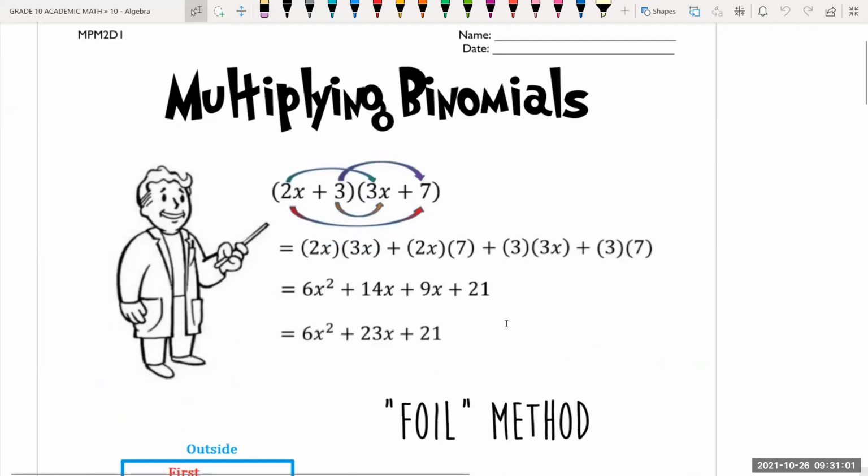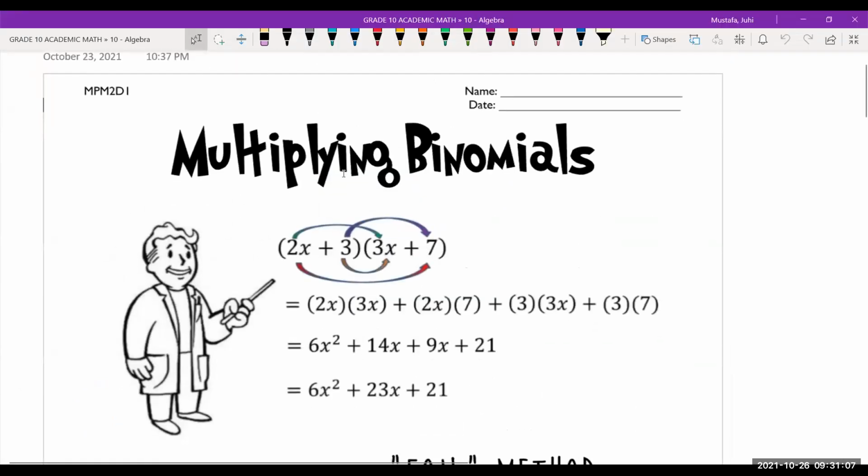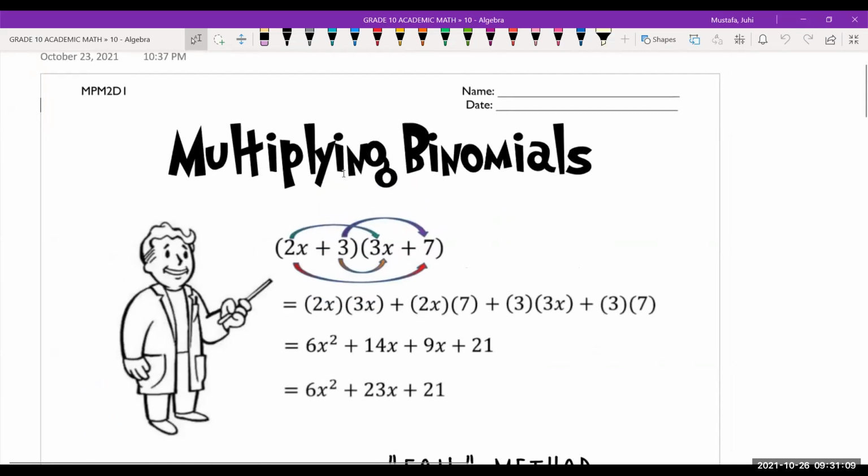Okay, so our new grade 10 concept, our new grade 10 lesson is multiplying binomials. We haven't learned how to do this in grade 9. In grade 9, we learned how to multiply monomials, which we just reviewed. Now we're going to talk about what happens when we have a binomial times another binomial. There is a specific method. It is called the FOIL method, F-O-I-L. And basically, it works as follows.